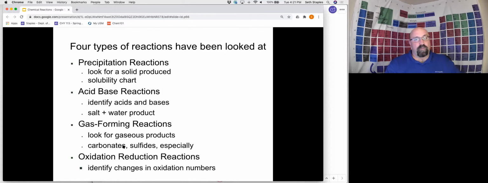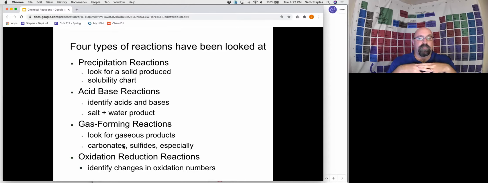And so this has been a fairly long presentation, but we've gone through several different types of chemical reactions. We've looked at precipitation reactions, where we're going to use our solubility chart and be on the lookout for a solid that's produced. We've looked at acid-base reactions, where the driving force is going to be that formation of water, the formation of a weak electrolyte.